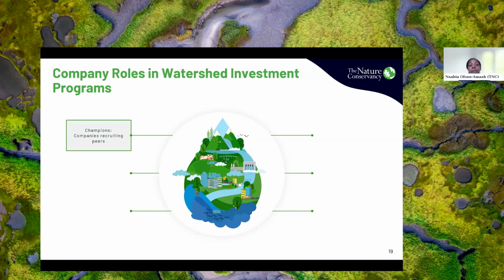One thing that we're seeing companies do is recruiting their peers. So sometimes, companies have really been interested in water security in a specific geography that's very important to them. And so they want to bring other companies that are also using the water or other suppliers or partners of theirs to be part of the program. So once they get into the program, they can also bring others along.